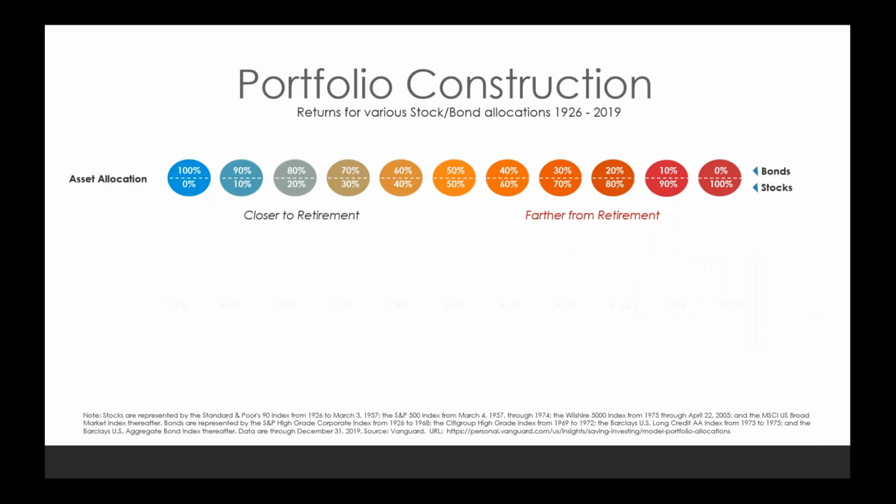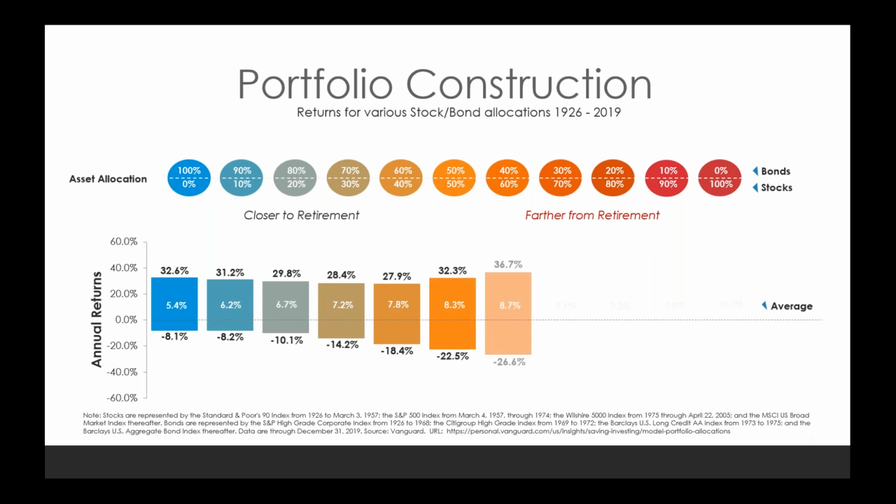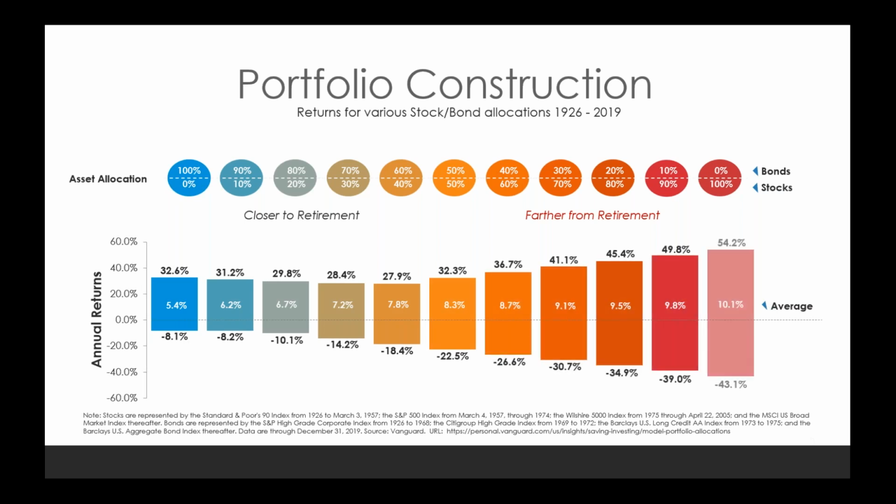Now that we have a general understanding of the primary types of investments, let's take a look at portfolio construction. The graph shown illustrates historical performance of various asset allocations dating back to 1926. Allocations range from a 100% bond portfolio to a 100% stock portfolio. For each asset allocation, we have listed the average annual return in addition to the best performing year and worst performing year. The general takeaway here is that it's important to know that bonds tend to be more conservative investments with less fluctuation as compared to stocks, which are more aggressive investments.